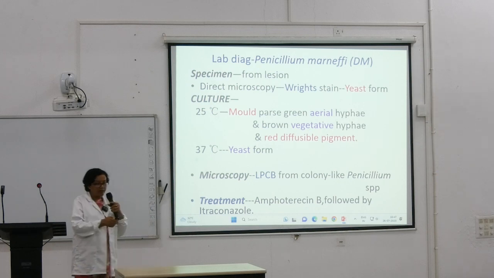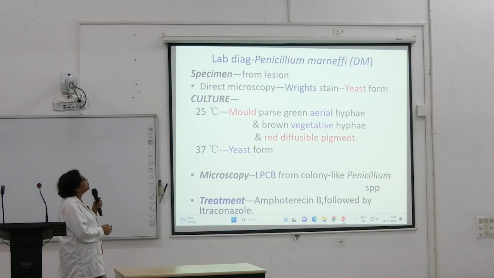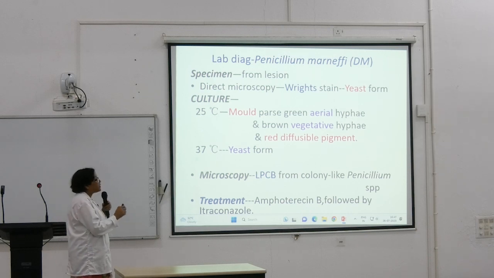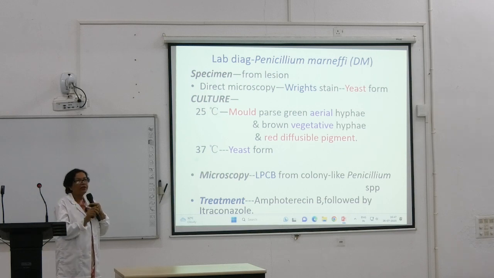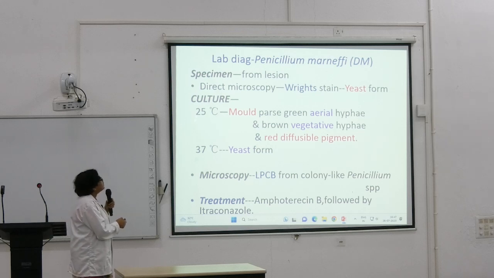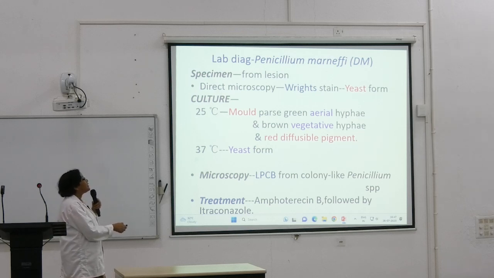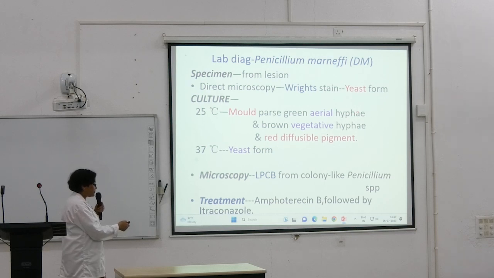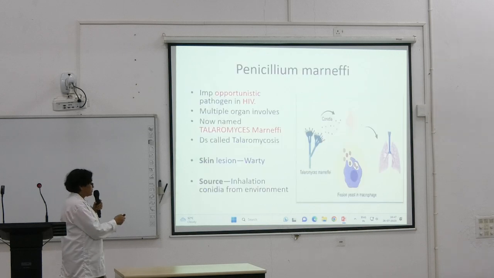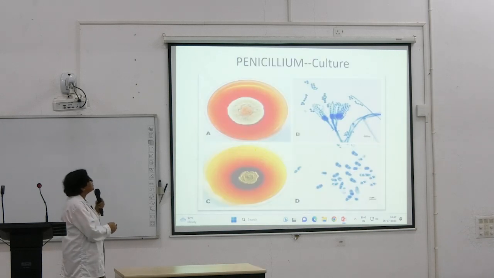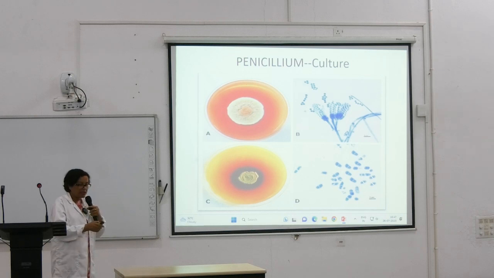Lab diagnosis of Penicillium marneffei: specimen from the lesion, and direct microscopy, Wright stain, yeast form. Same thing, culture at 25 and 37 degrees, but the picture is different. Very important, Penicillium marneffei. I will show you the picture. At 25 degrees centigrade, mold, with green aerial hyphae, brown vegetative hyphae, and red diffusible pigment. This is the pigment.